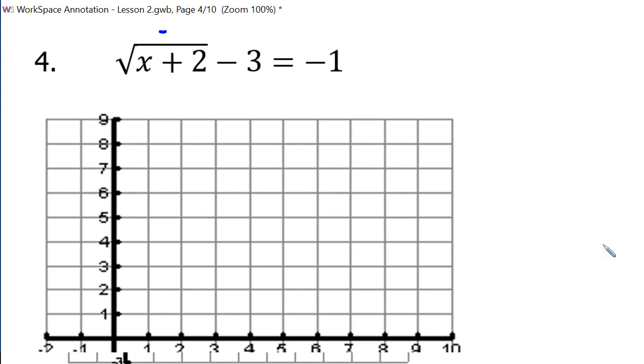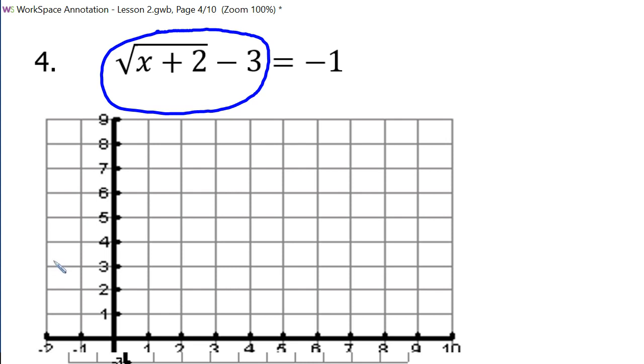Okay, number 4. What does the +2 make the graph do? Left 2. And what does the -3 at the back make it do? Down 3. So your initial point should have been at -2, -3. Use your perfect squares. What's the first perfect square? 1, square root of 1, over 1, up 1.